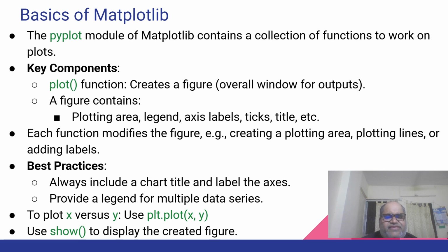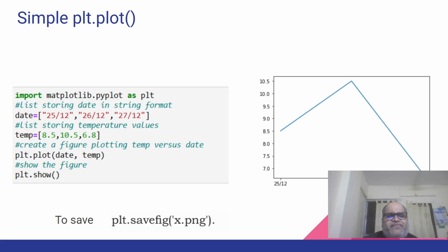Best practices always include a chart title and labeling the axes, and providing a legend for multiple data series. A very simple example: if you want to plot x versus y, assuming they are series, you can simply use plt.plot(x, y), and then you can use plt.show to display the created figure. We will take an example with a very bare minimum set of plt-related functions that you need.